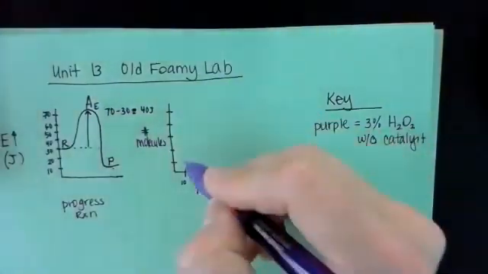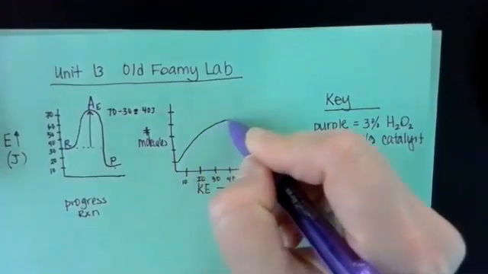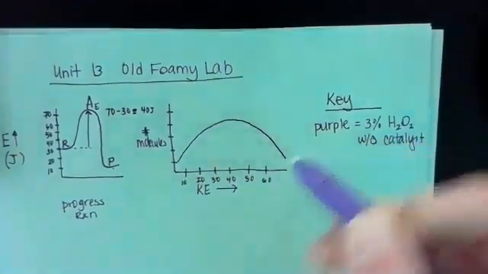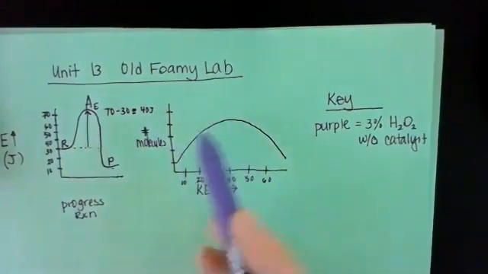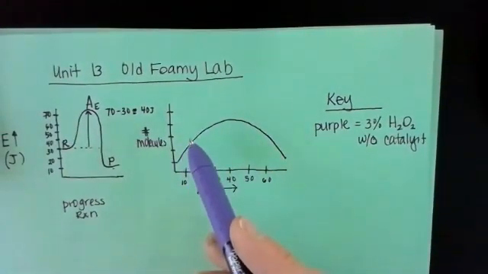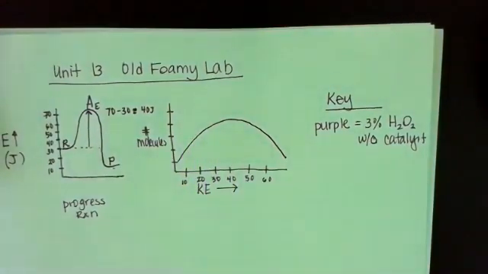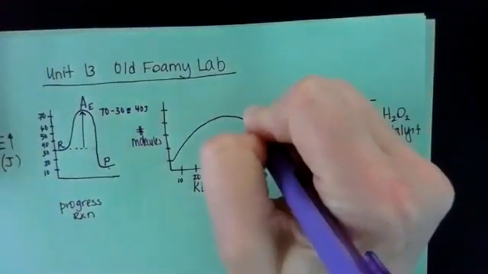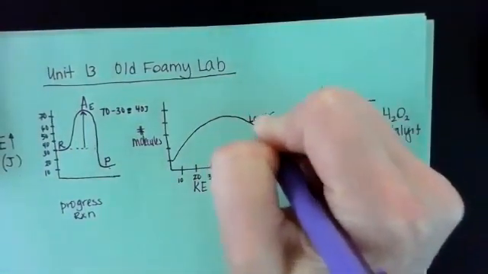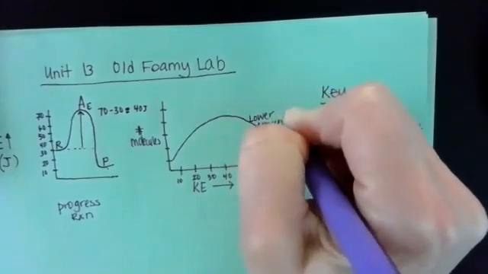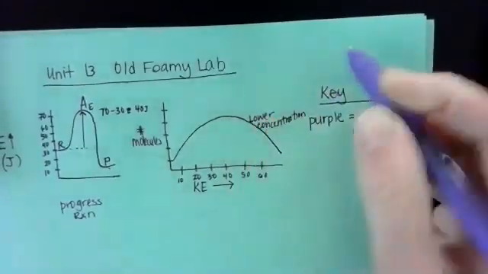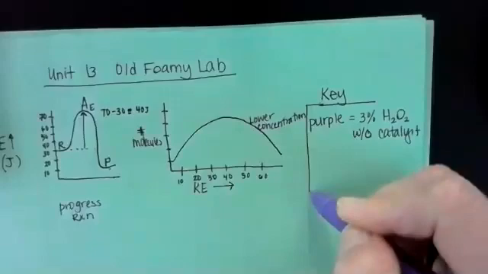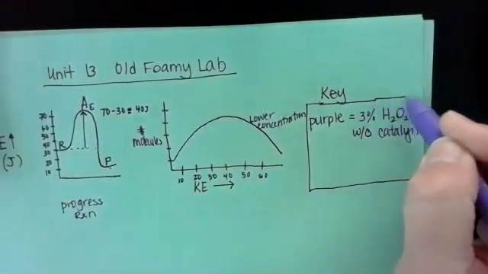I'm going to make concentration. So again, I'm just going to make a concentration curve. We don't know how many molecules. We're just making a concentration curve. So this I'll even label lower concentration, just to reiterate what our key is saying to us.